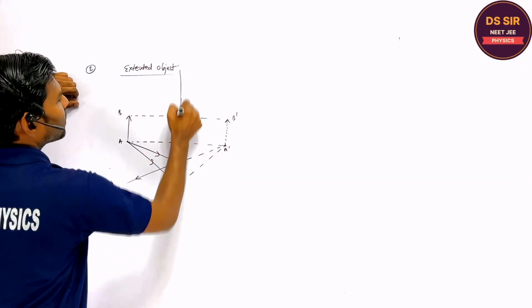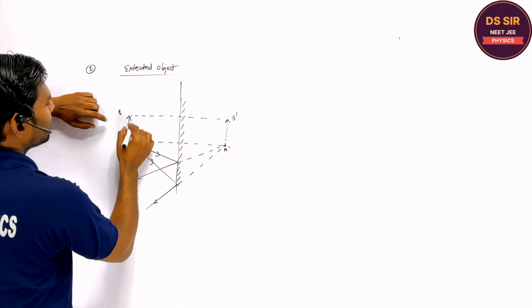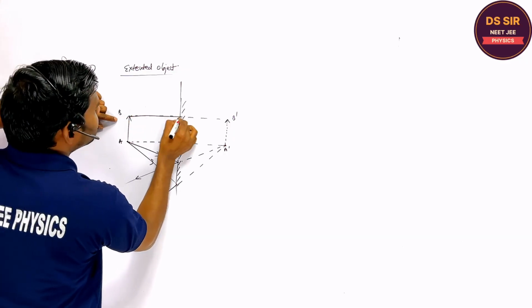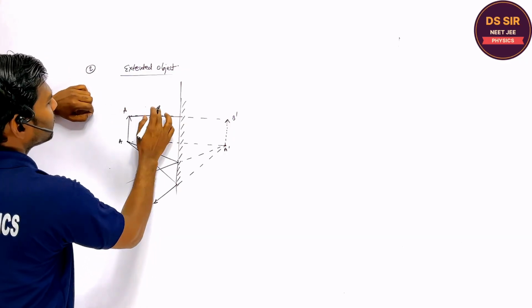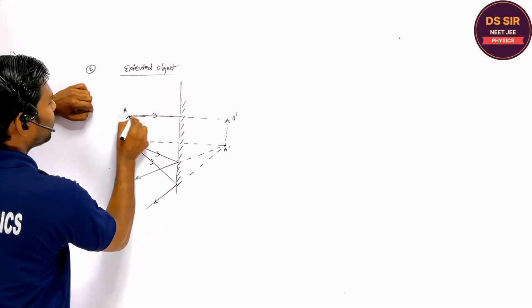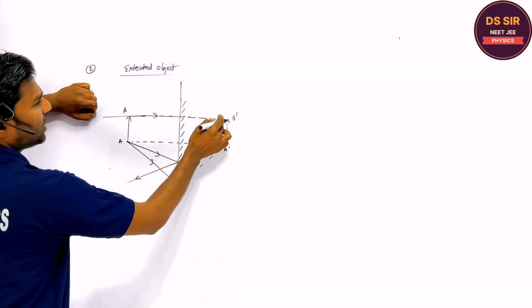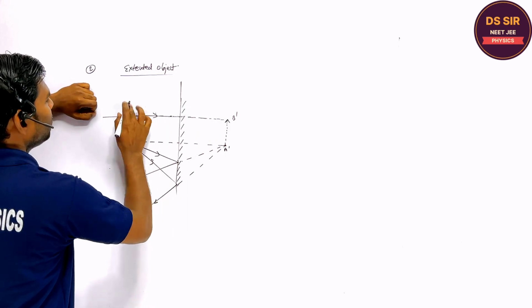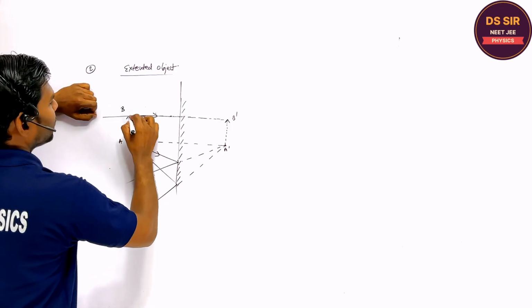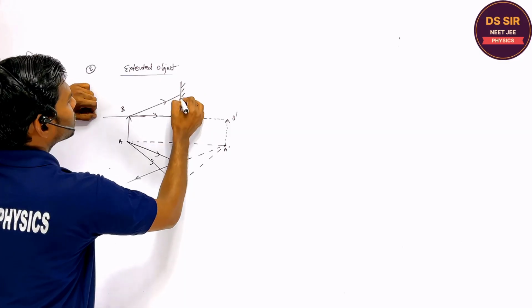In the same way, for the B image formation, you can take one incident ray normally, so it is reflected. If you extend this behind, it will meet over here, and one more ray you can take like this on this mirror.